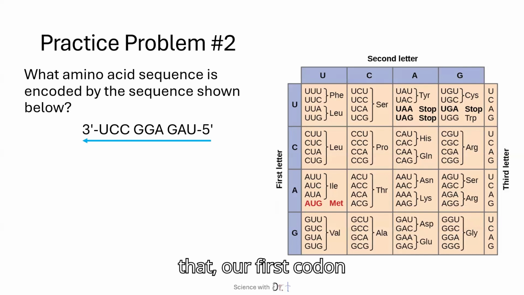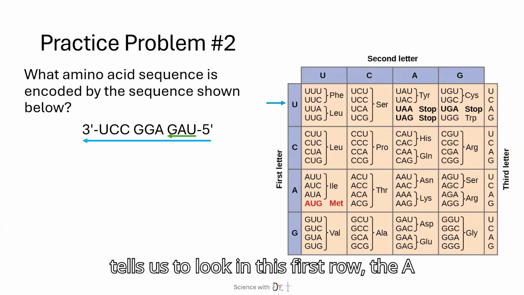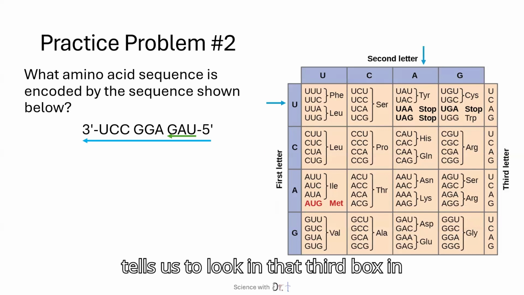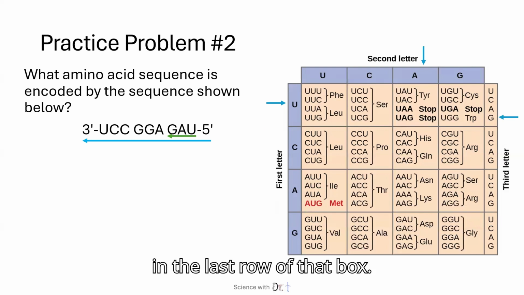With that, our first codon is UAG. If we look at our codon chart, the U tells us to look in this first row, the A tells us to look in that third box in that row, and then the G tells us to look in the last row of that box. So UAG codes for a stop codon.